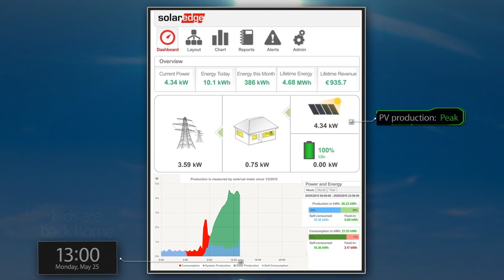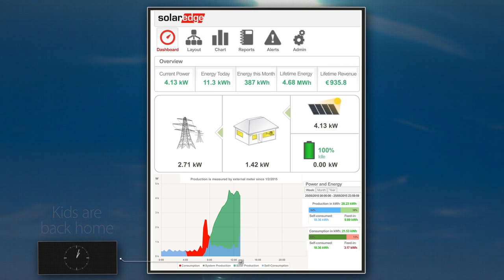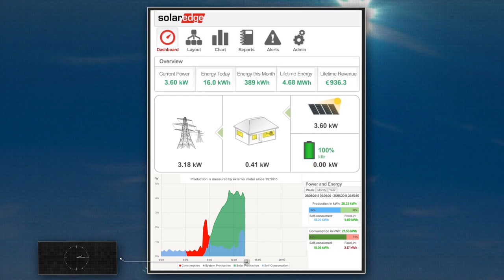It's lunchtime, and the kids are back home from school. Even with rising house loads, the PV production is high enough to supply all loads while exporting excess energy to the grid. The battery remains 100% charged. In the afternoon, there is higher energy consumption and decreasing PV production. With PV not able to meet the house loads, the battery now begins supplying energy.